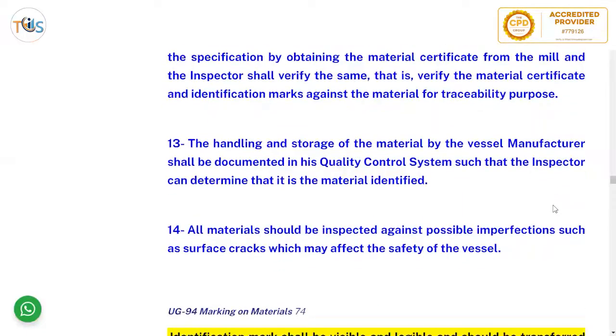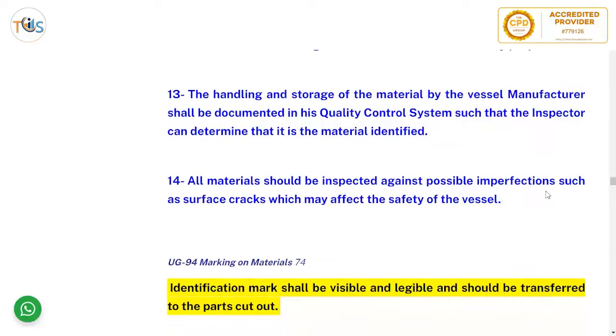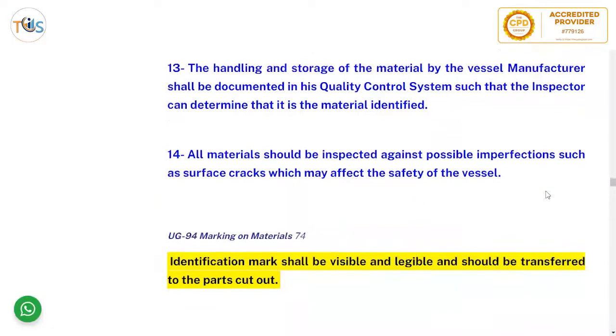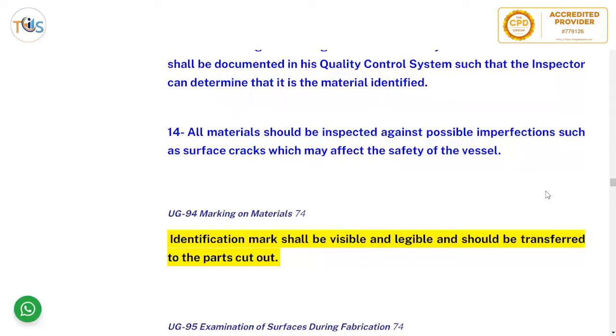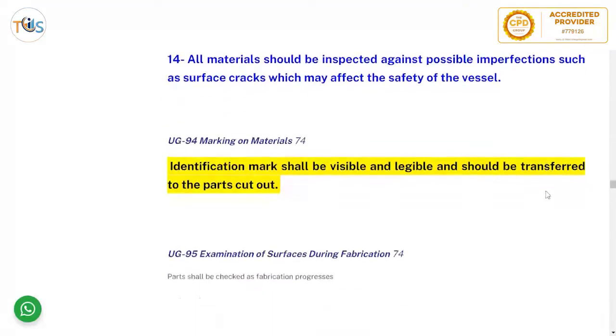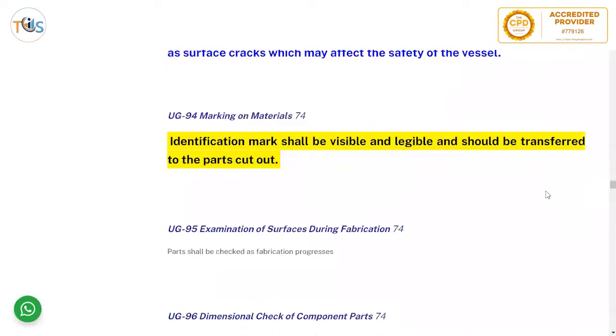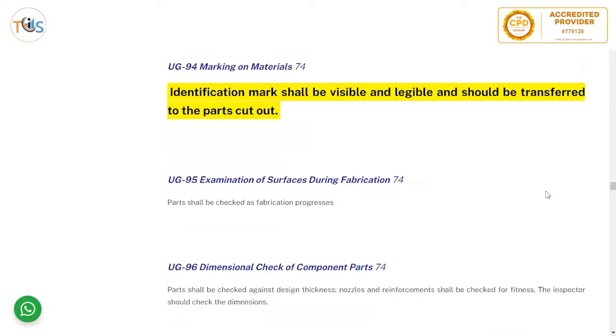Manufacturer shall ensure that materials are traceable and conform to the specification by obtaining the material certificate from the mill, and the inspector shall verify the same. That is, verify the material certificate and identification mark against the material for traceability purposes. The handling and storage of material by the vessel manufacturer shall be documented in his quality control system such that the inspector can determine if that is the material identified. And all material shall be inspected against possible imperfections such as surface cracks which may affect the safety of the vessel.